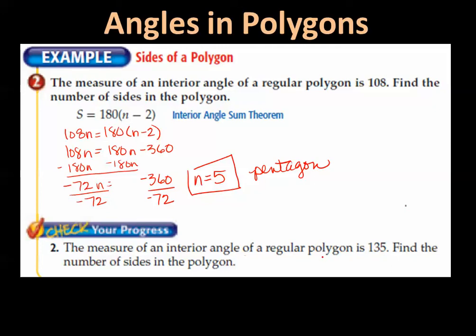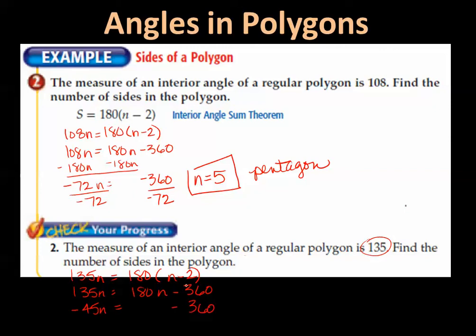You do the same thing down here. It tells you the measure of one interior angle is 135. Since we're looking for the number of sides, we're going to have 135n equals 180(n minus 2). Go ahead and distribute that 180. And you're going to get used to this, you're always going to get the same thing. 180n minus 360. I'm going to subtract 180n from both sides. So I get negative 45n equals negative 360.